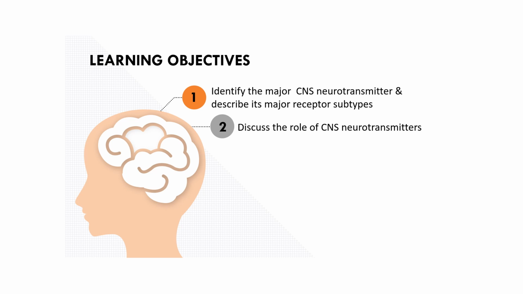Essentially, these are the learning objectives. By the end of this video, you should be able to identify the major CNS neurotransmitters and describe their major receptor subtypes. And of course, you should be able to discuss the role of CNS neurotransmitters in modulating or controlling your brain function.